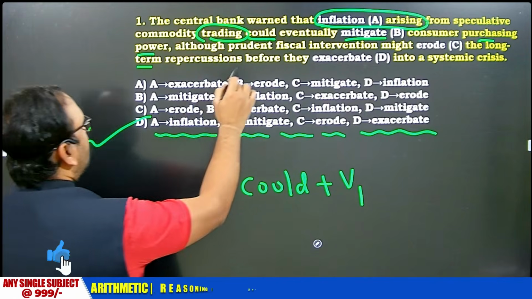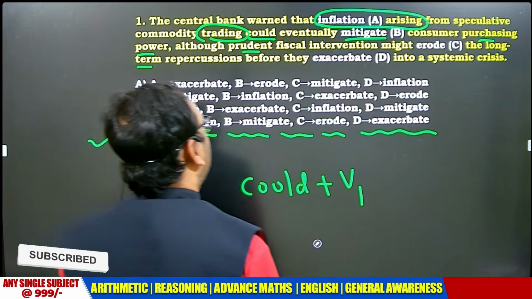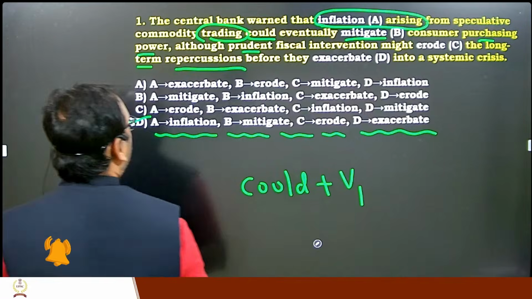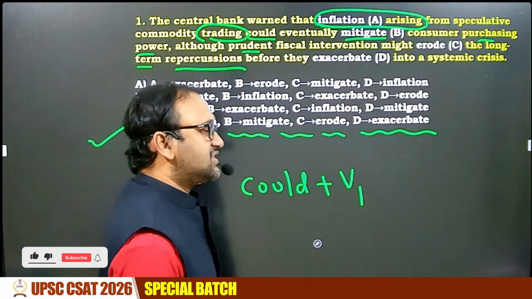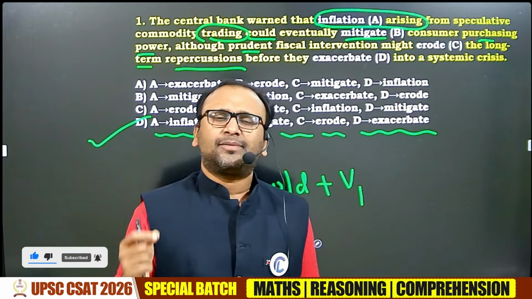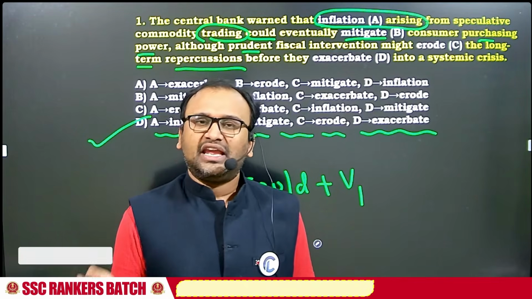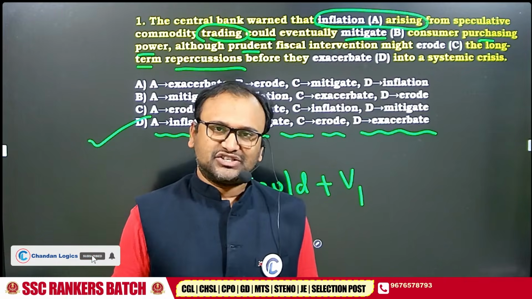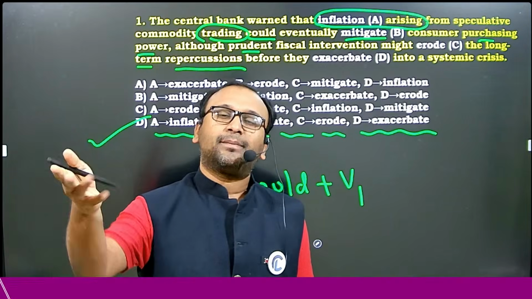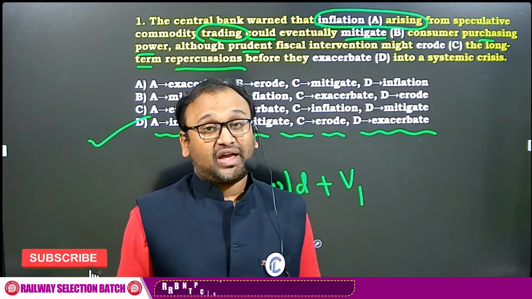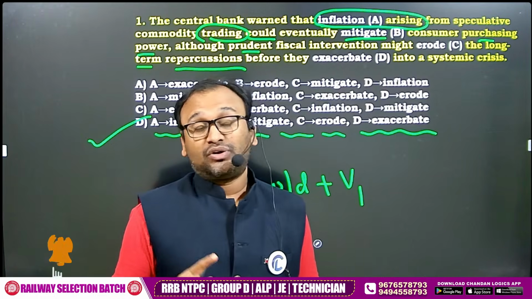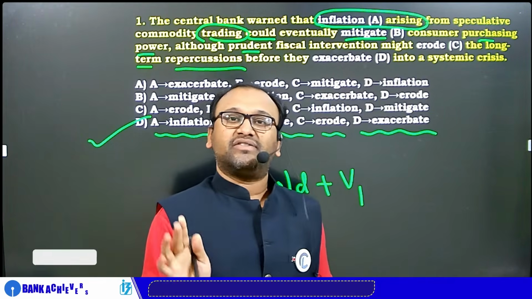Even though some prudent decisions, means very shrewd, very clever, might erode the long-term repercussions before they exacerbate into systematic crisis. Means even though there are some good government decisions that could actually help prevent the long-term problems, still the inflation that comes from speculative commodity pricing could definitely reduce purchasing power. That is the meaning.